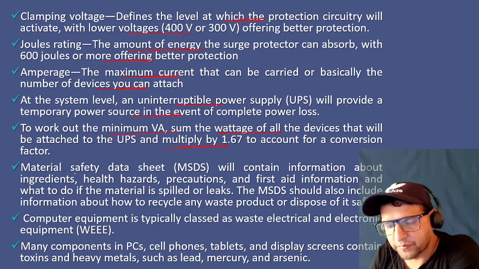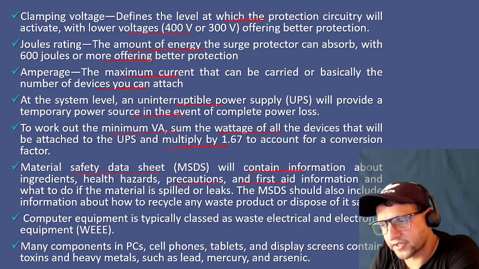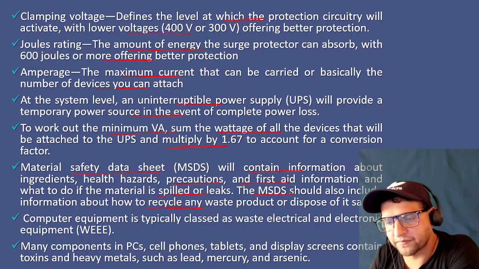MSDS, the material safety data sheet, will contain information about ingredients, health hazards, precautions, first aid information, and what to do if materials spill or leak. An MSDS should also include information about how to recycle any waste product or how to dispose of it safely.